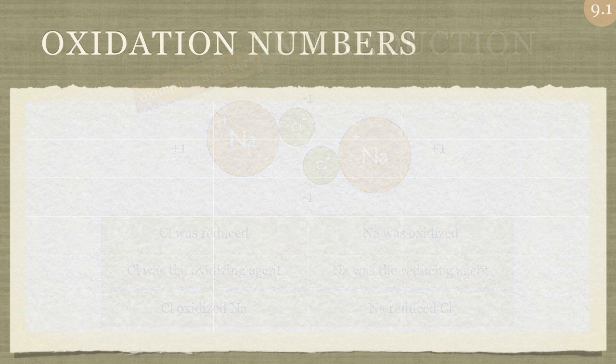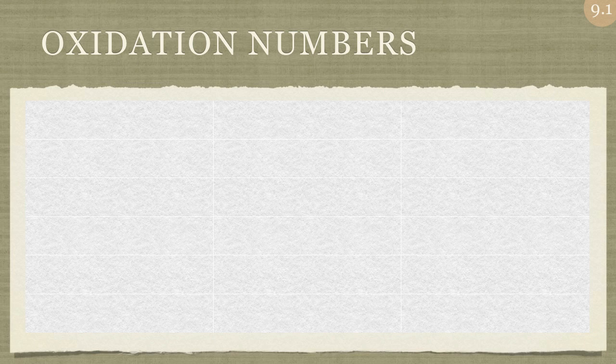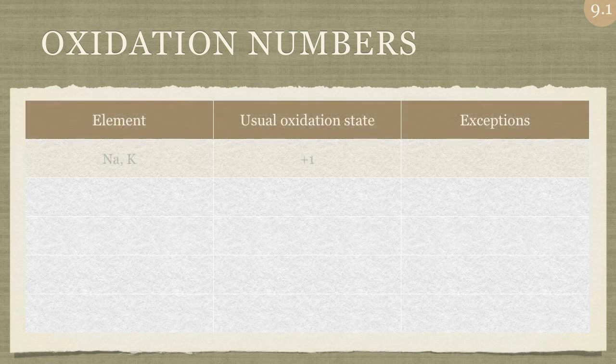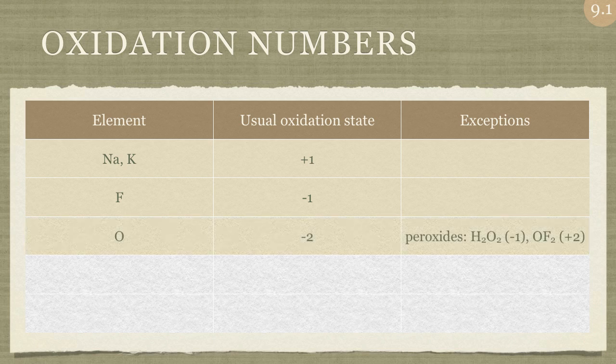There are some common oxidation states we need to remember. Many elements, such as those in group 1, will form the same oxidation number as their common ion. Fluorine pretty much always has a -1 oxidation state. Oxygen also follows its pattern. However, there are a few important exceptions, namely peroxides and oxygen difluoride.